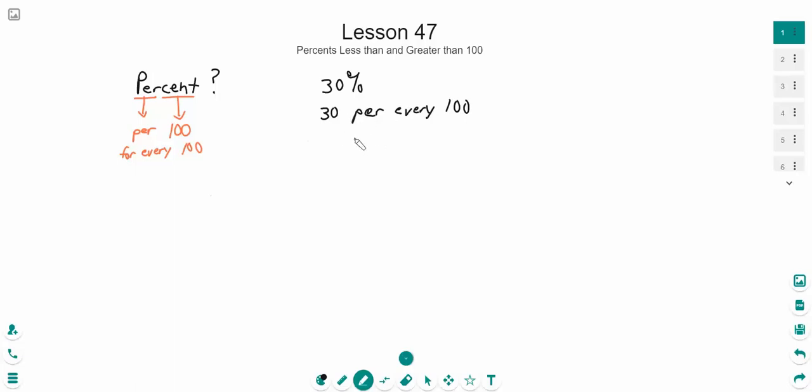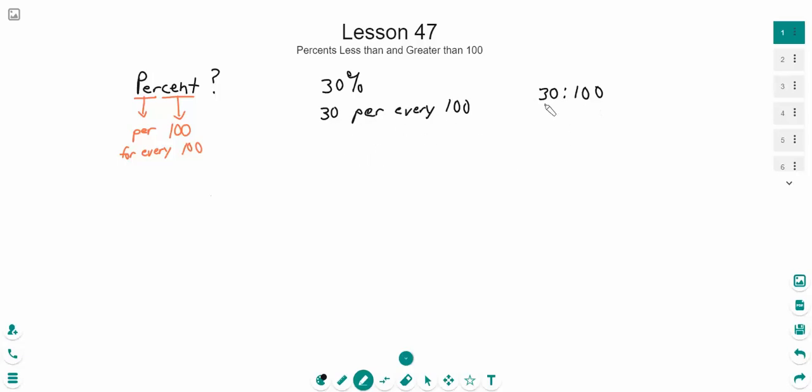Now, another way to think of that, and hopefully maybe you've already realized this, is that 30 per every 100 should really remind us of a previous class in which we talked about ratios, right? We talked about ratios that looked like this: 30 to 100, meaning there were 30 of something for every 100 of something else. Well, that's kind of what we're saying here, 30 per every 100.